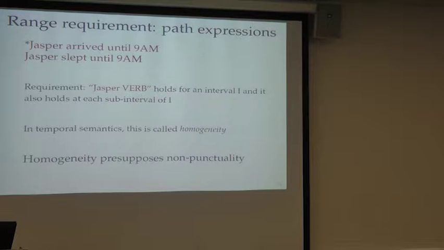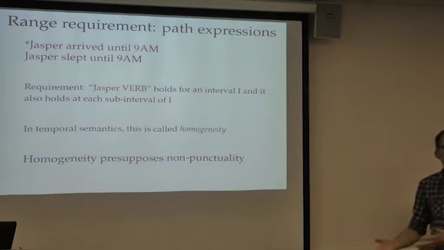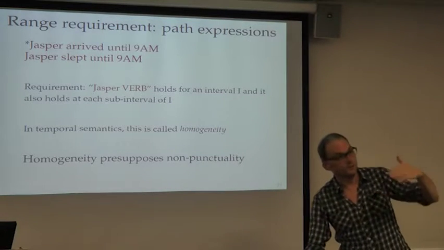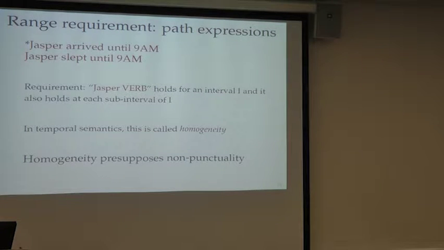So we sometimes call this homogeneity, but it should be clear that in principle, this is again a kind of range requirement, or at least a range requirement is at the basis of this. So in order to use something like until, you really have to have a range of things. And there might be some additional things that you also need, like this homogeneity, but to start with, you need to have some kind of structure.